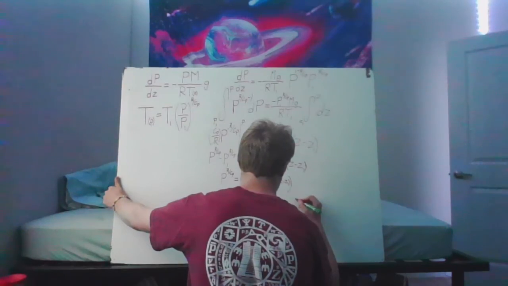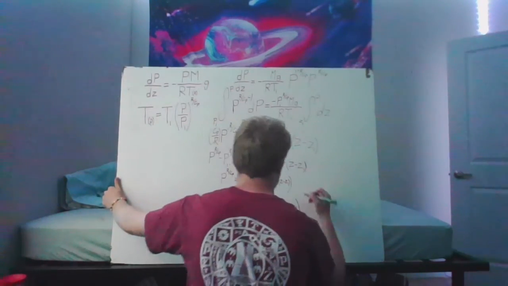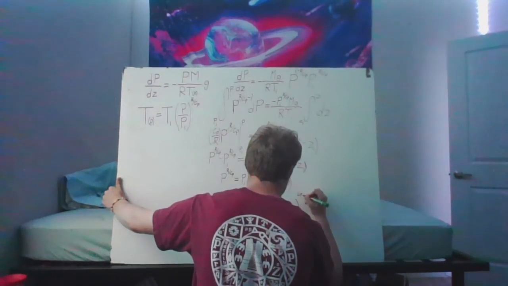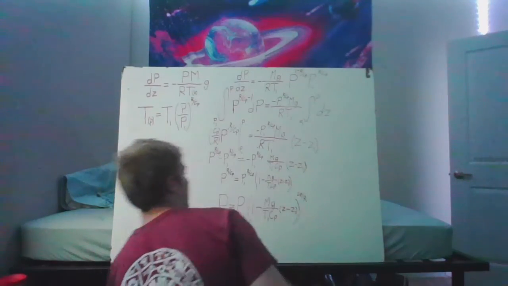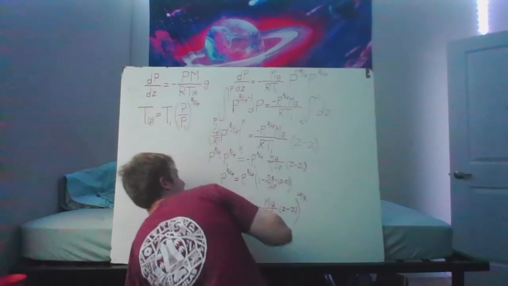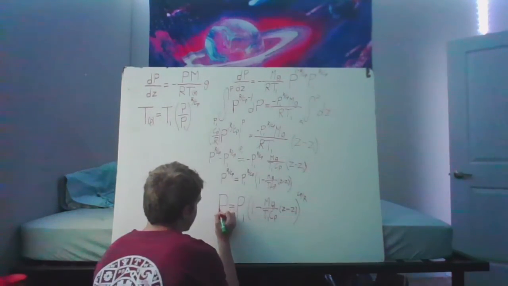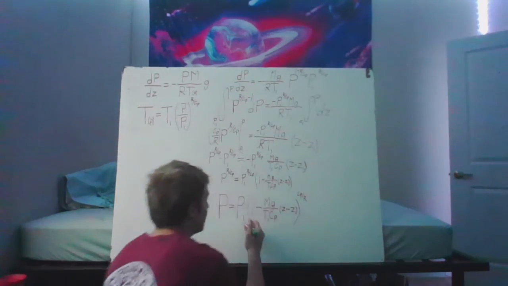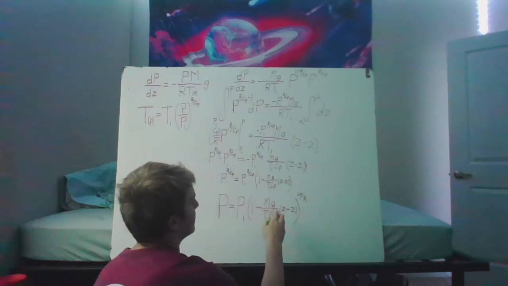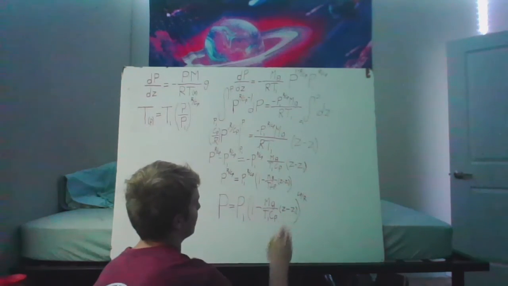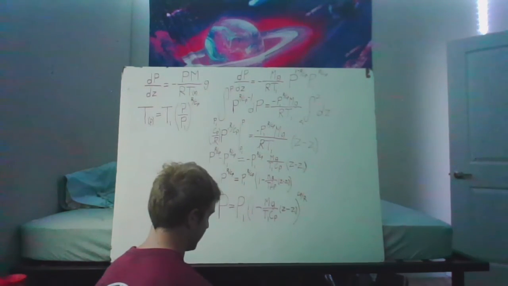So again, we're raising everything to the power of Cp over R, and that's what will be canceling out these exponents and then raising this to that power. So we end up getting that our pressure as a function of altitude is P1 times 1 minus mg over T1 times Cp, in parentheses Z minus Z1, all raised to the Cp over R.